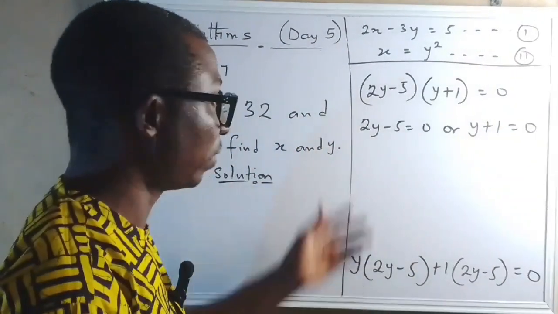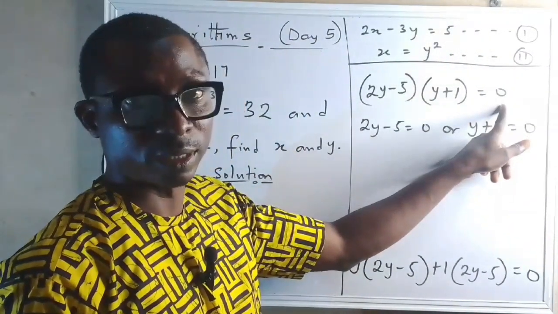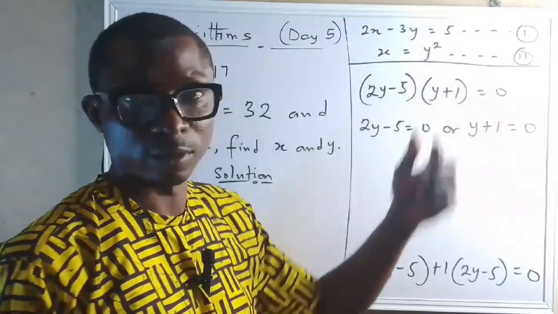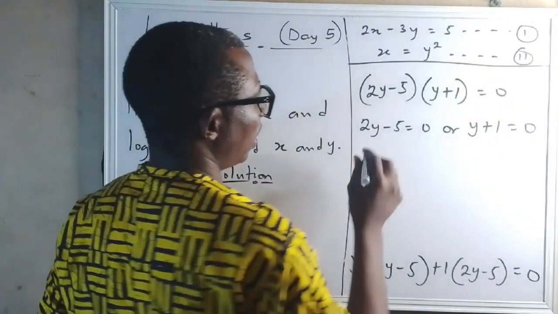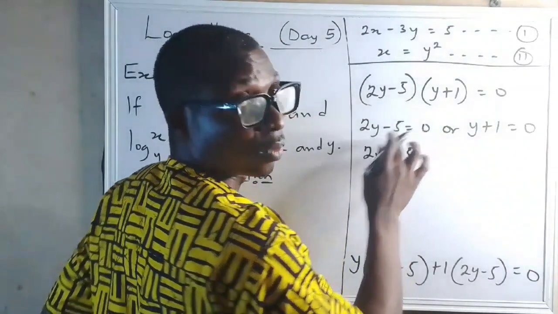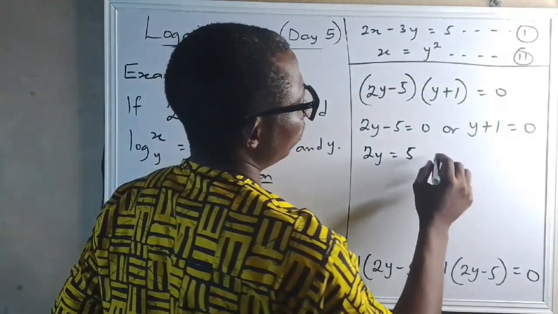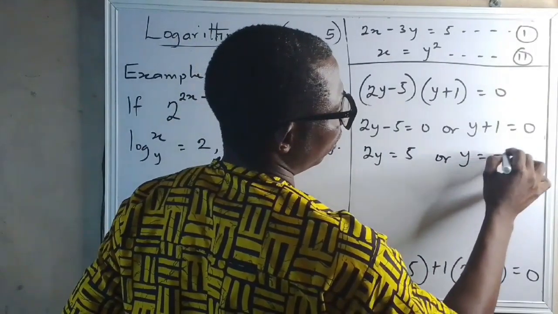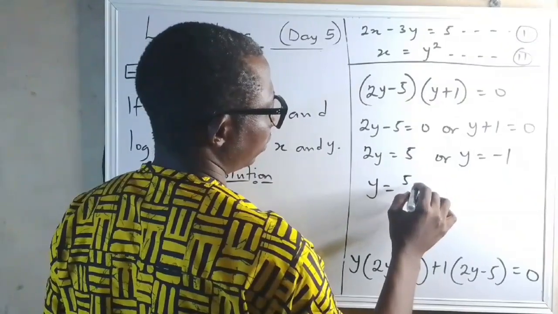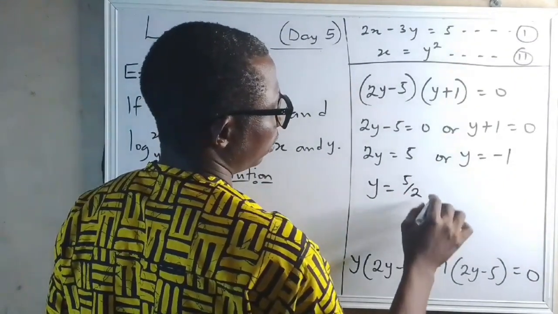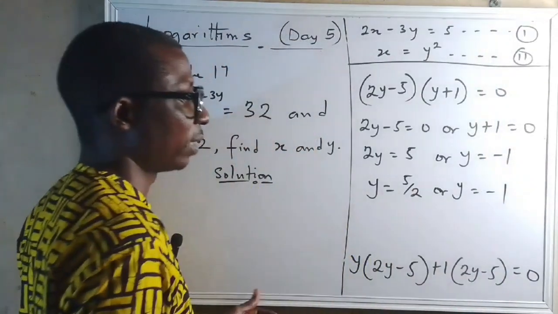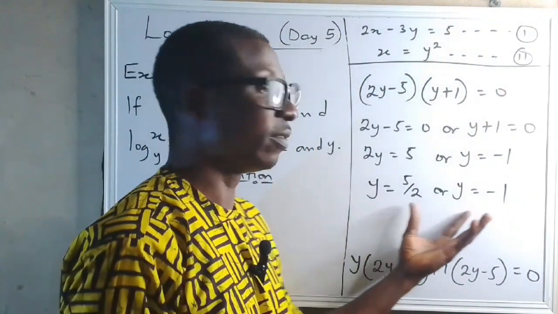Do you get that? When you are multiplying two numbers and the result is 0, it's either the first one is 0, or the second is 0. So you have 2y equals 5. When this crosses the equality sign, the sign changes. Or y equals minus 1. So y equals 5 over 2, or y equals minus 1. These are the values of y.